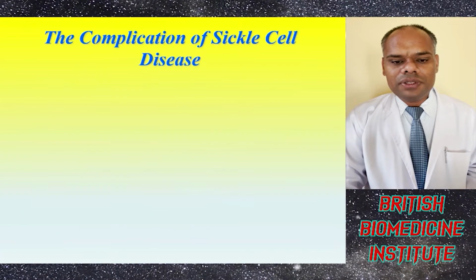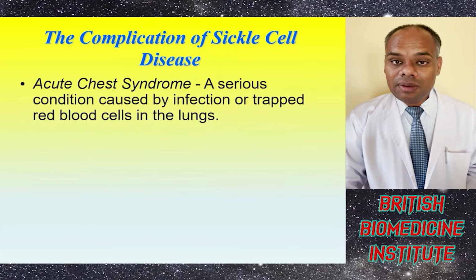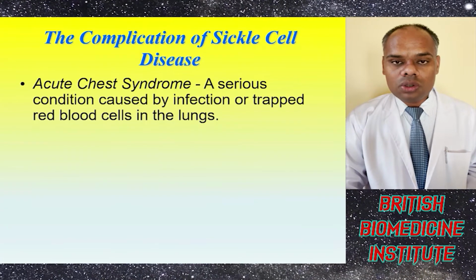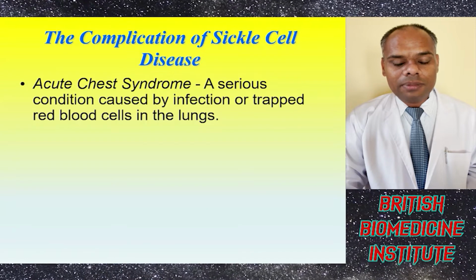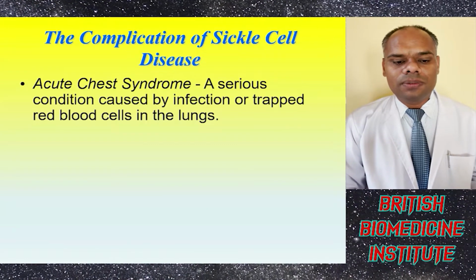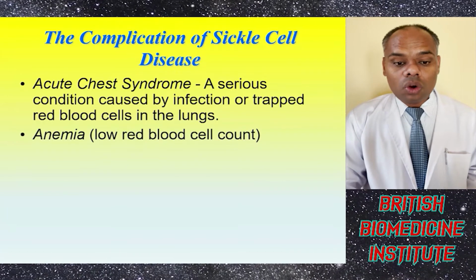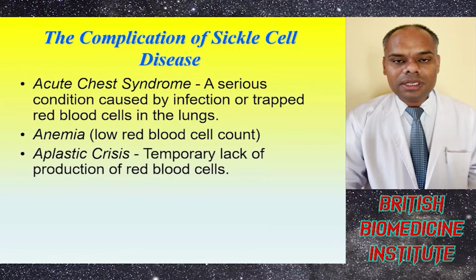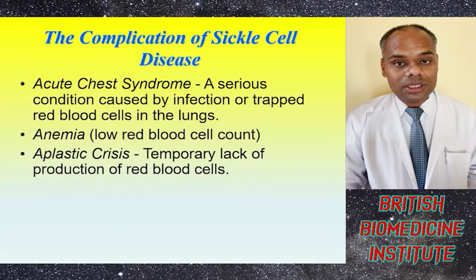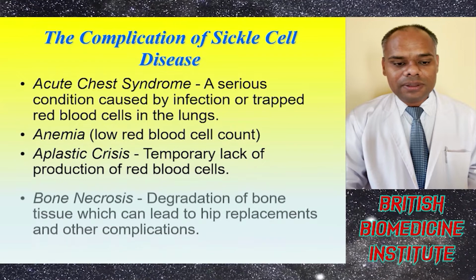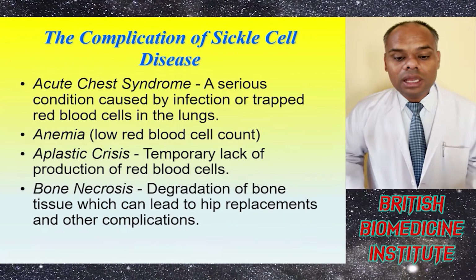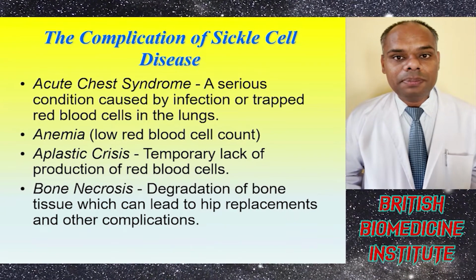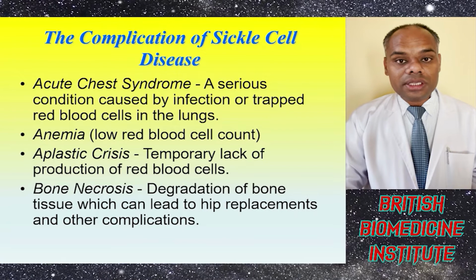The complications of sickle cell disease include acute chest syndrome, which is a serious condition caused by infection or trapped red blood cells in the lungs. Anemia, if there is a low red blood cell count. Aplastic crisis, where there is a temporary lack of production of RBCs, or red blood cells. Bone necrosis, degradation of bone tissue which can lead to hip replacement or other various complications.